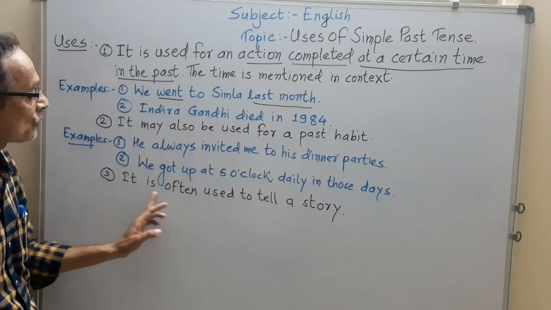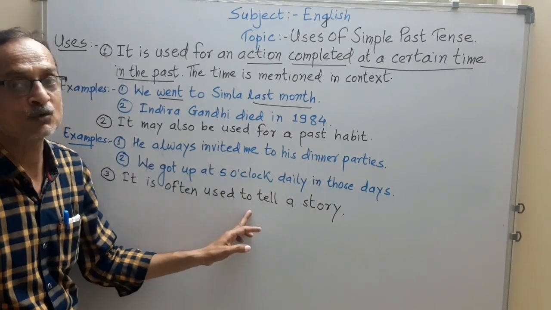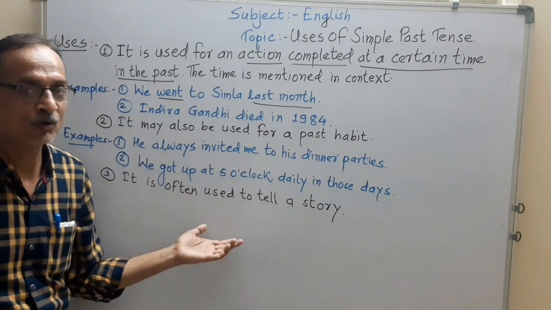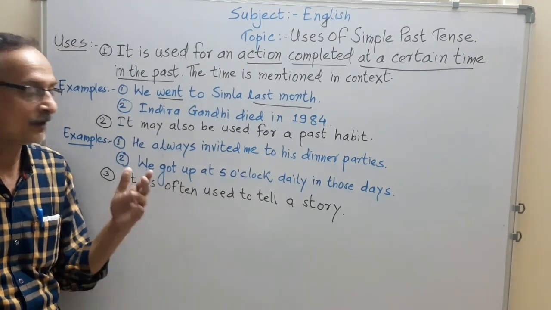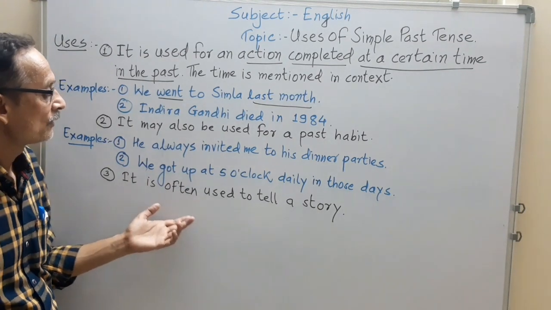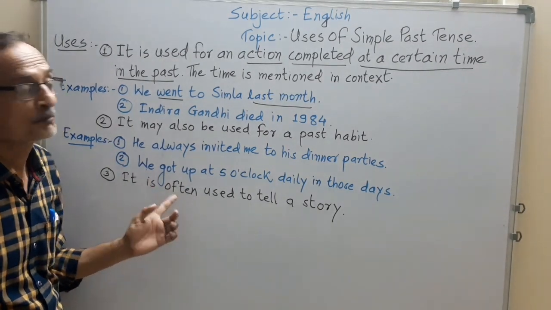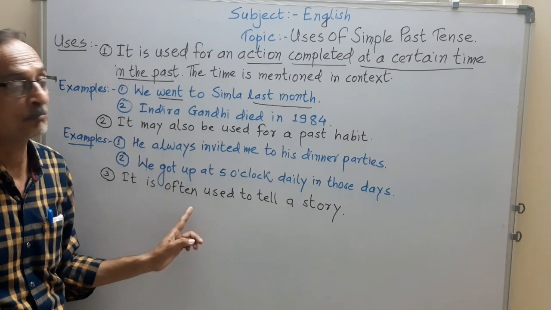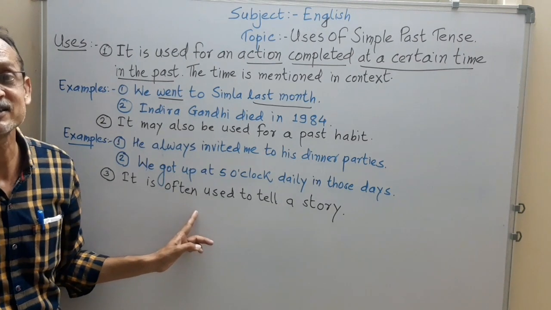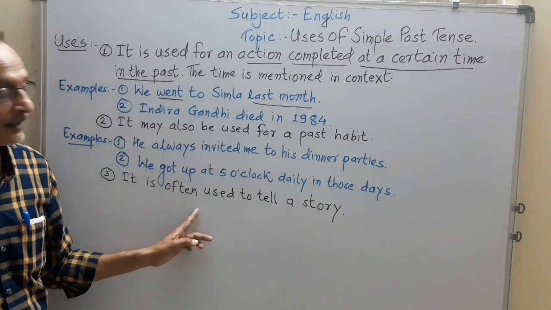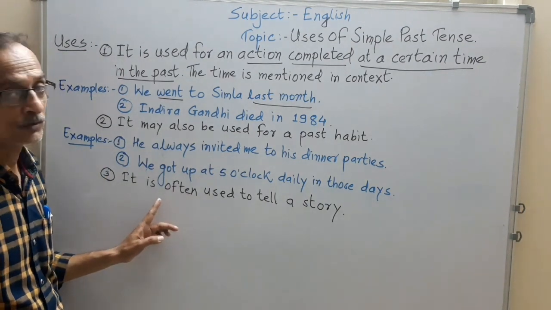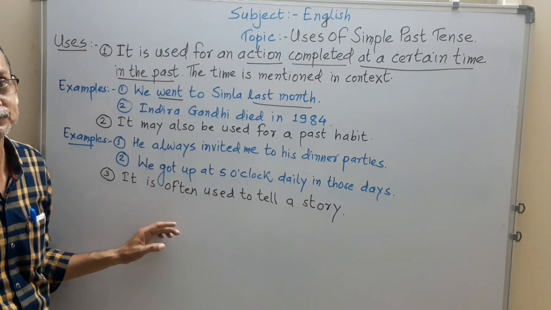Now third, it is often used to tell a story. When we narrate a story or when we tell a story, we use simple past tense. It is the most common use of simple past tense in writing skill. In story writing, this use is very important.